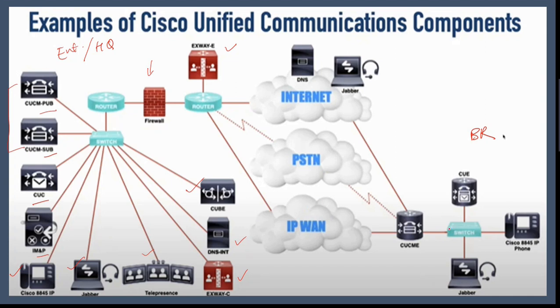Then in the branch, we have a small-scale solution. For small-scale solutions, we have alternate options to CUCM, which are CUCM Express (CUCME), and CUE, which is a small-scale solution for Unity Connection. Then we have some clients like Jabber and some IP phones.